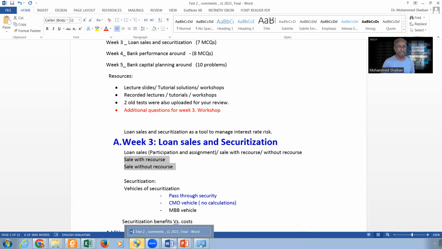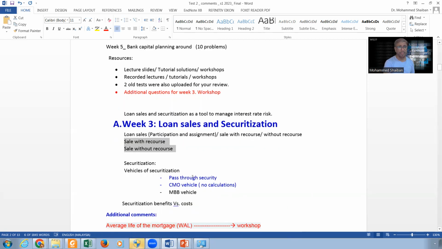So, at the end of the day, the dollar value, the present value of the loan sale, is what matters to the bank. The higher, the better. And of course, there is a credit risk when we sell without recourse. So we have to compare between selling with recourse and without recourse. And I think we have discussed this specifically in question number 1 of tutorial number 3.